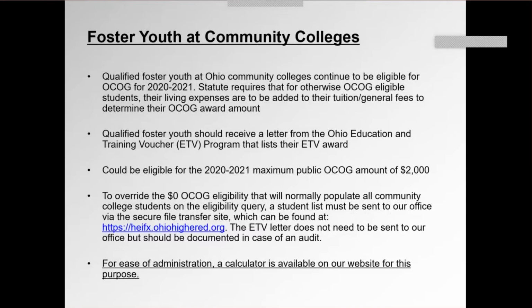Because the eligibility award amount is zero automatically at a community college, you would need to send me an email, or rather a secure file, with that listing of the students with their name and their full social security number. Let me know that they are receiving the ETV, and I will overwrite the $0 amount that's already populated, and it'll be populated with the public maximum award amount, which for 2021 is $2,000 for the year. You don't need to send me the ETV, just a spreadsheet or a document with that student's information.